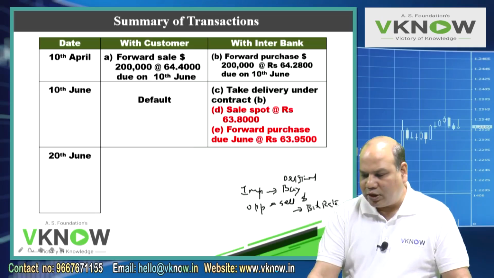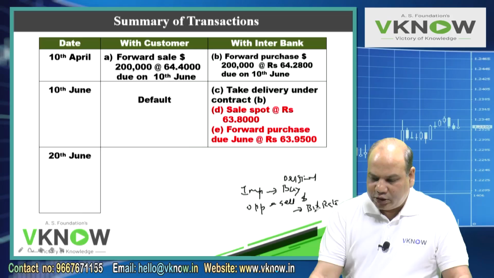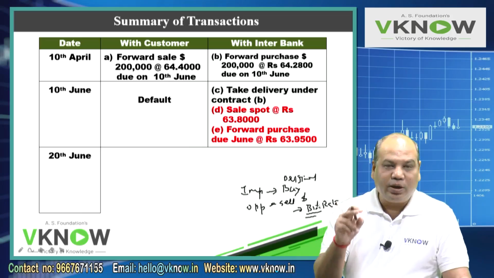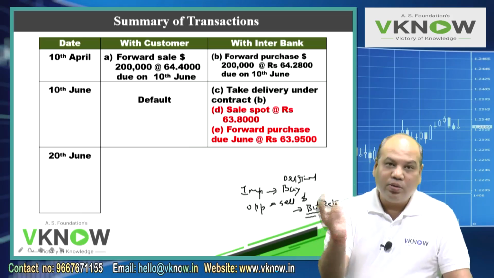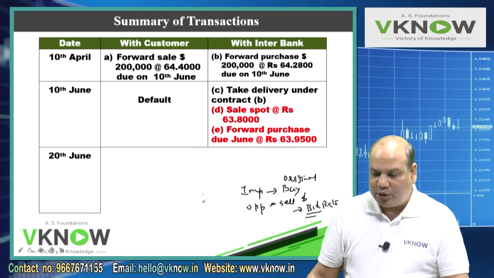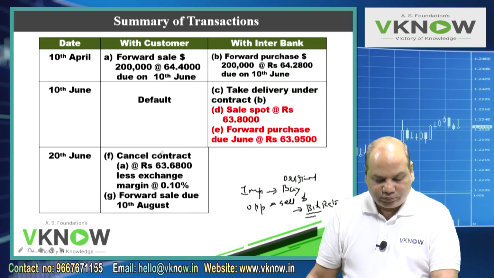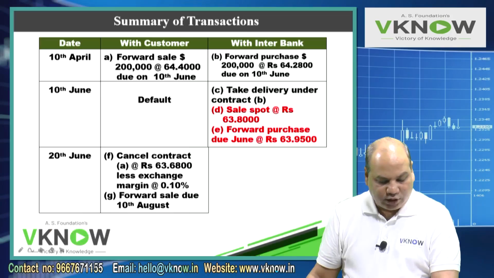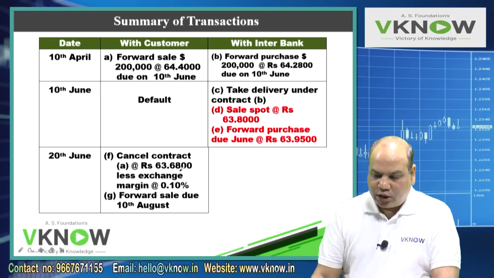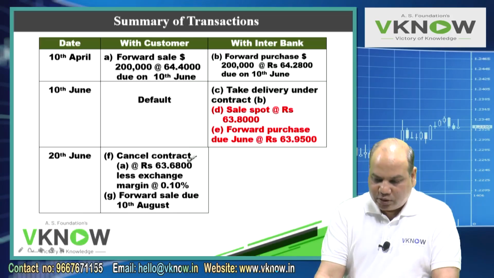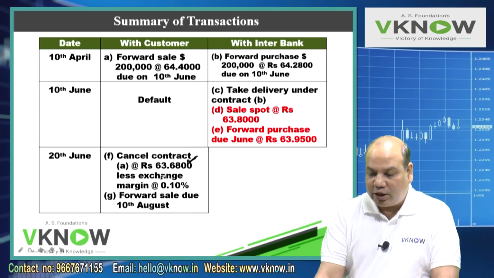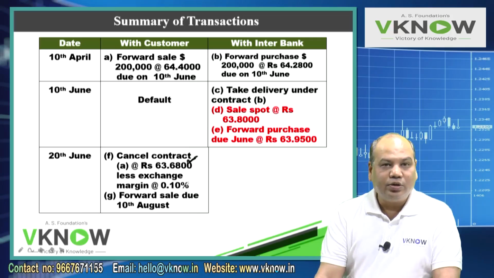However, here the transaction is with customer. So interbank spot bid rate on 20th June minus margin will become applicable rate for cancellation. So you please look at the 20th June column, first line, third column, spot rate, and look at the spot bid rate. You will find this number in the first line, 20th June, 63.6800 minus exchange margin at the rate of 0.10%.